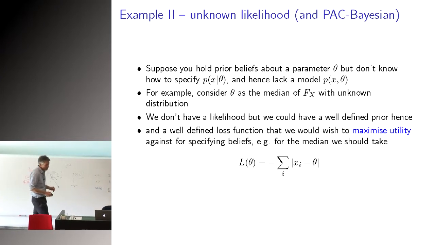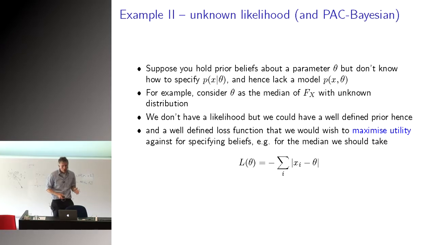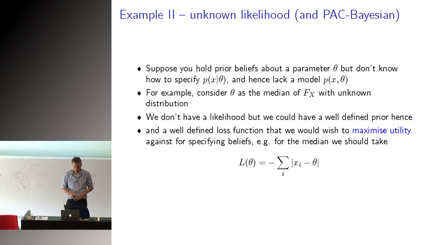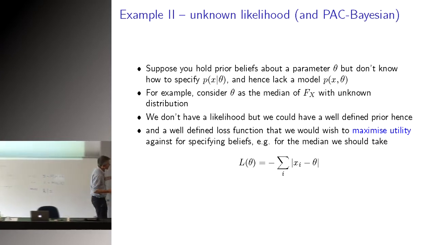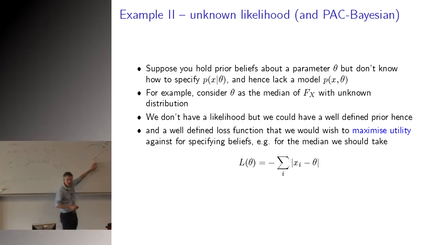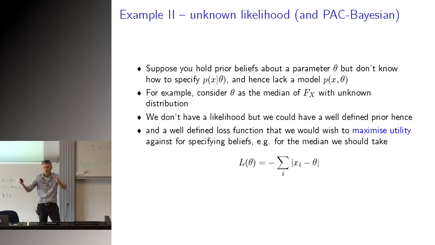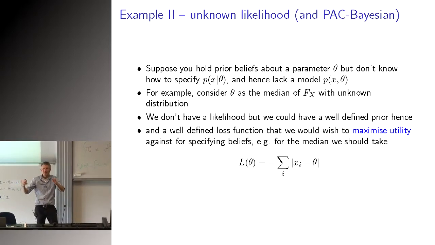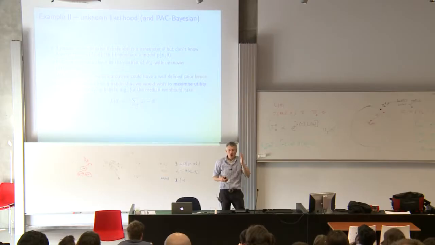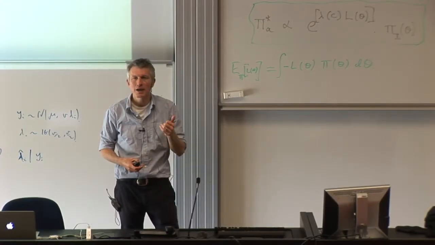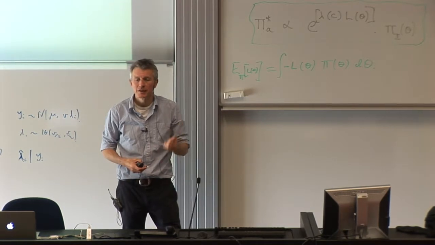Given the time, there's a connection here as well with something called PAC-Bayesian approaches. Remember I said about the coherency argument, which means that this could be played a priori? If we play this game a priori, suppose that you've got a prior belief about an object. I'm now going to give you some data, but you don't know how to construct the likelihood function. When would that ever happen? What's an example of that?